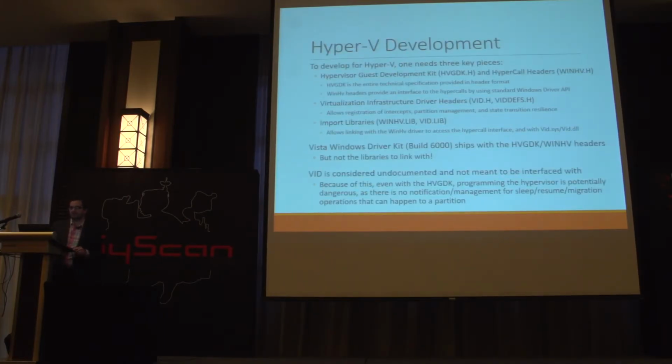What do you need? You first need the Hypervisor Guest Development Kit, or the HVGDK, and you need the hypercall headers. The HVGDK is basically the internal development kit that takes the whole TLFS and condenses it into a header file. And WinHV.h takes all the hypercalls and makes them callable from C code by giving you a direct driver interface. Then if you want to talk to vid, you need vid.h and viddefs.h, which gives you access to the intercepts, the partition management, and all of that. And then finally, you need the import libraries so that you can actually link your code.